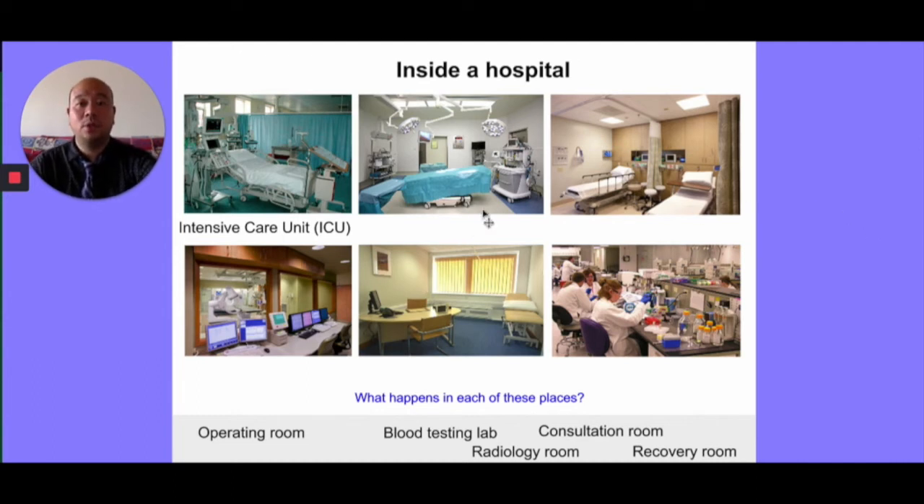Picture number 2, top middle. Where is this place? So this is the operating room or operating theatre. And this is where the surgeon works. He will conduct his operations in this room. Next to the operating room, here we have the recovery room.